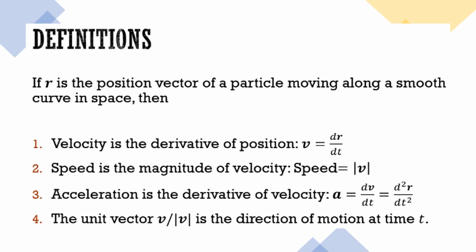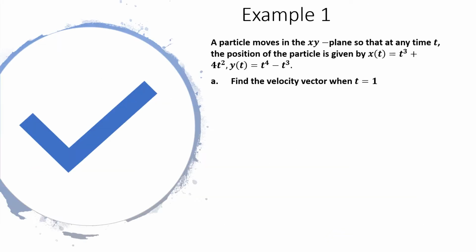So here are some definitions you need to remember about vectors. Your velocity is simply the derivative of your position function. Your speed is the magnitude of your velocity. Your acceleration is the derivative of the velocity. And then you have what we call a unit vector, whose magnitude is always 1. It's going to be your velocity vector over the magnitude of your velocity vector.